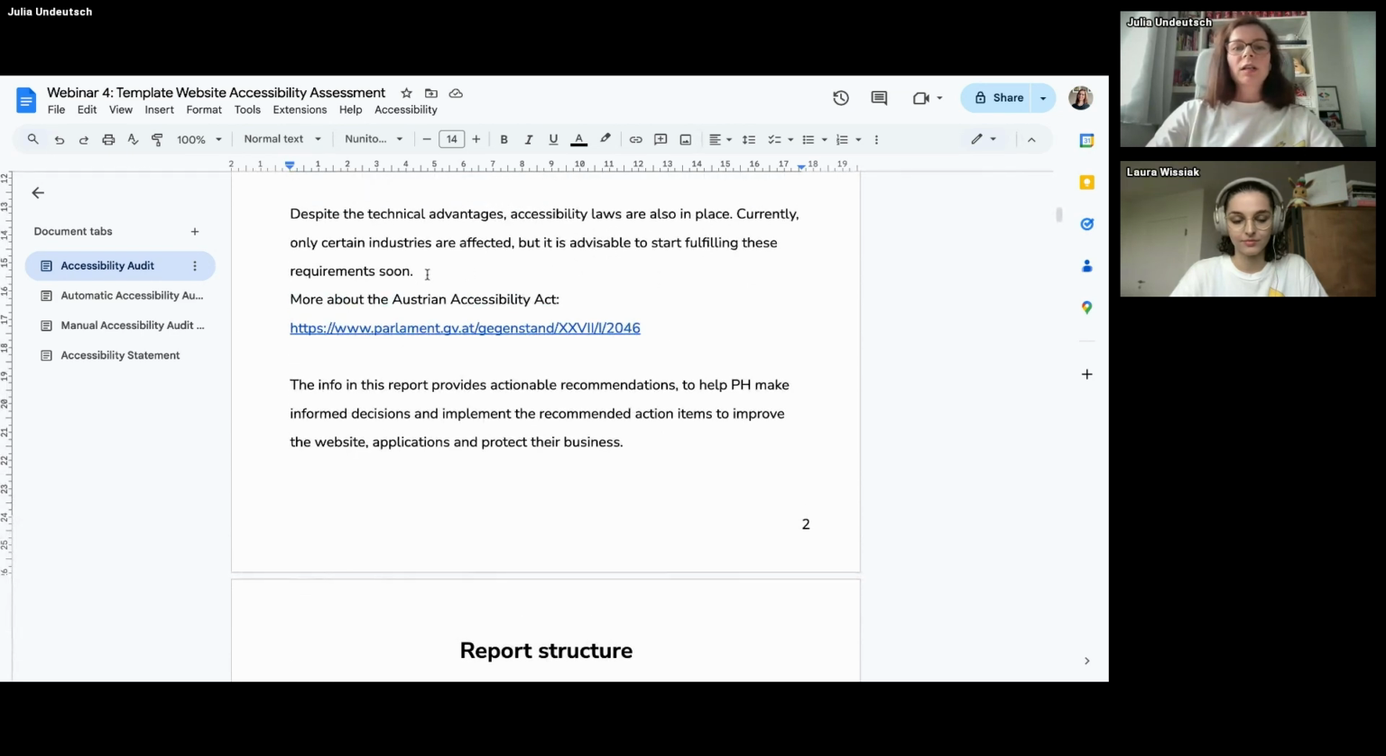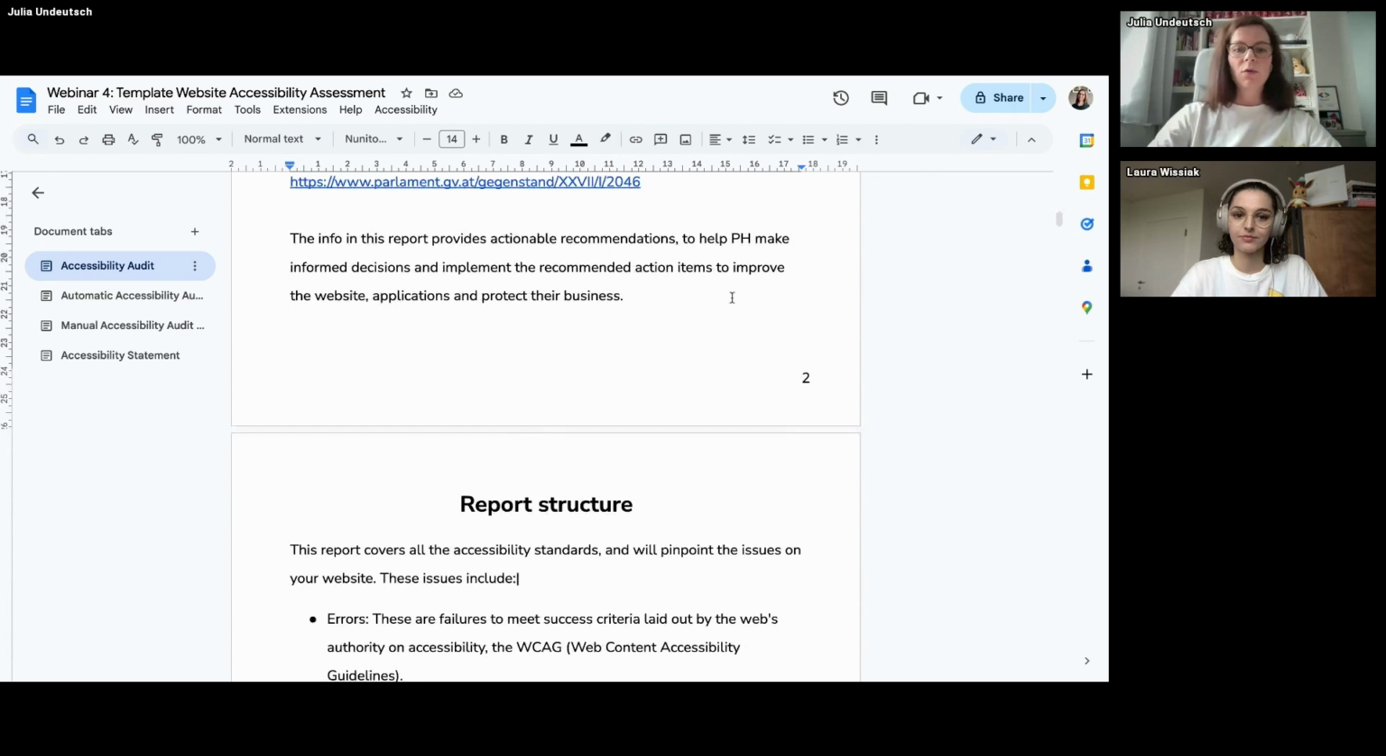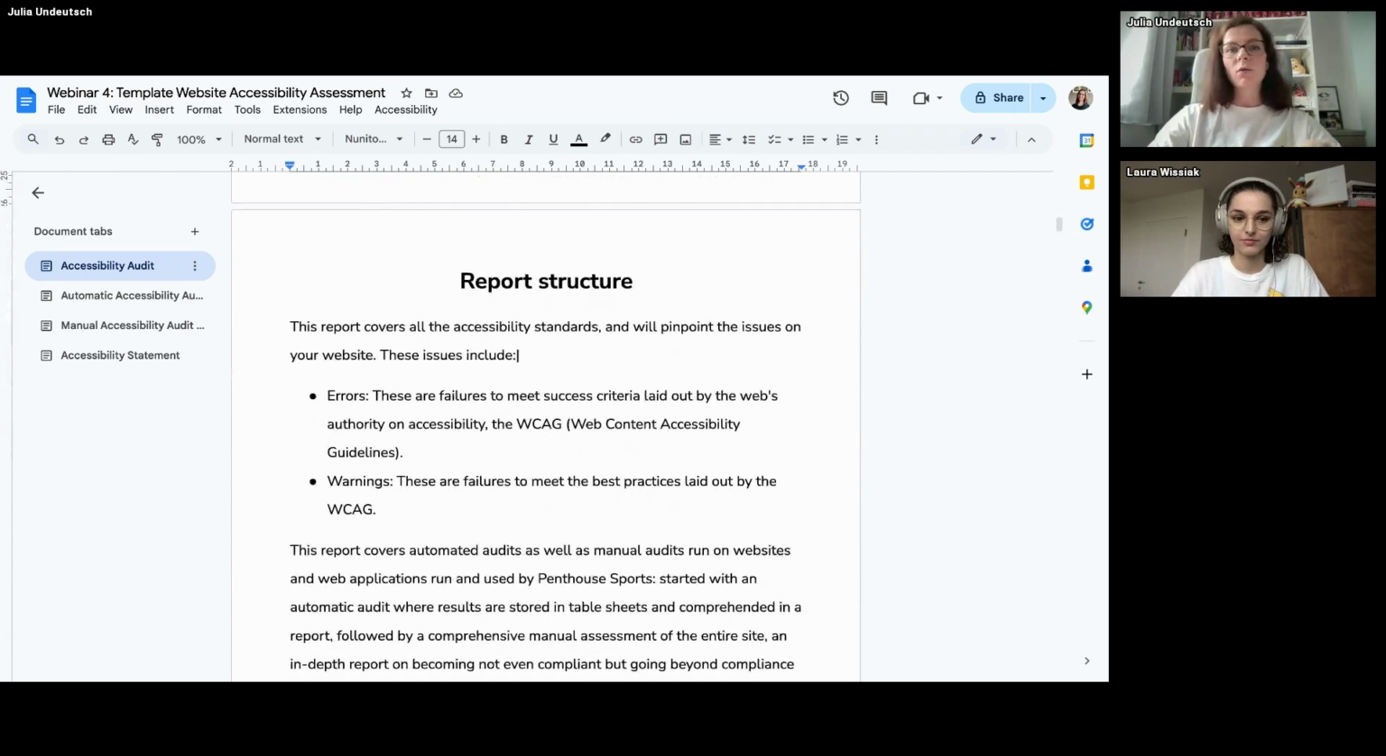Then I also mentioned the Accessibility Act and also the rules we have in our country. So maybe if you're in a different country, it would be cool if you also write down what different rules you may have or specific rules in your country you have. Mention it in the beginning in the foreword. This is the part you're focusing on.